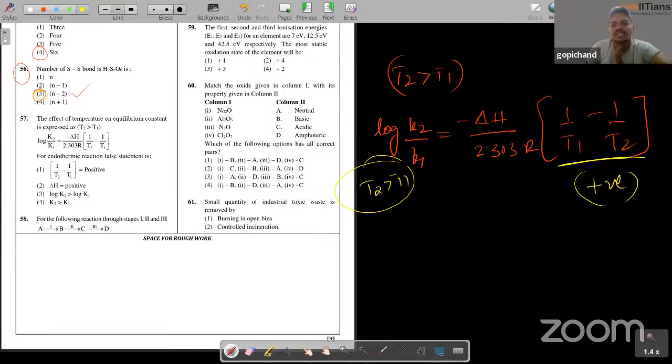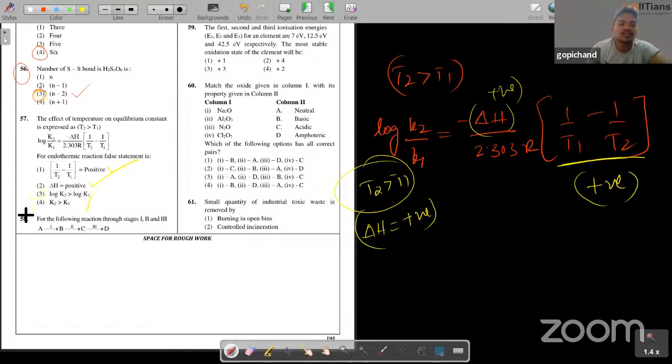So as they mentioned, it is endothermic. The delta H will become positive. So this will become positive. And if this is positive, positive into positive and minus negative, so the overall quantity will become negative. So yes, this is correct. Delta H is positive, correct. So here the question is saying that log K2 is greater than log K1, and log K2 is greater than log K1 means simply K2 is greater than K1.